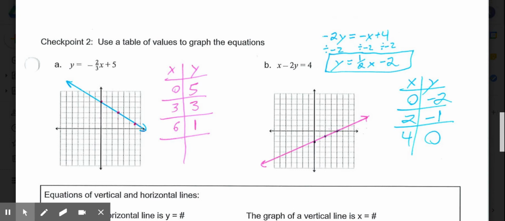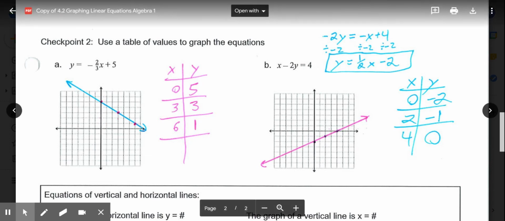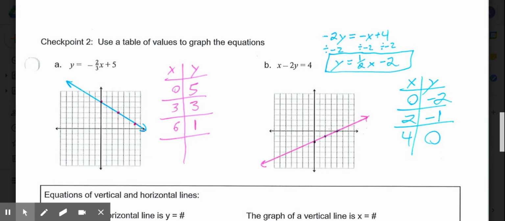And then for B, we need to first rewrite this to solve for y, or to write it in function form. So I would subtract x from each side, and I have -2y equals -x plus 4. Divide everything by the -2, and y would equal 1/2 x minus 2. So now when I select numbers for x, I want ones that can be divided by 2. So I'm going to put in a 0, 2, and 4.